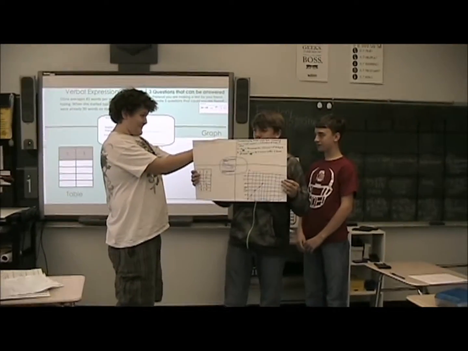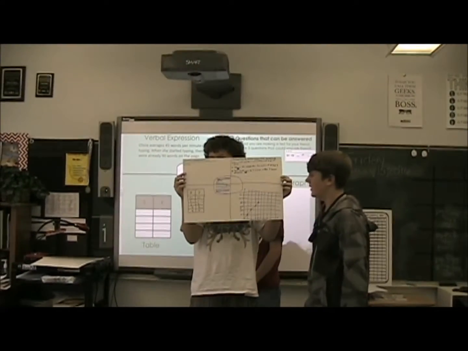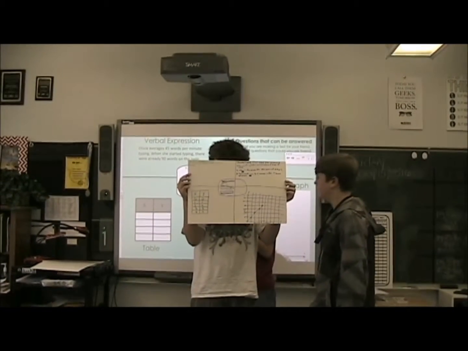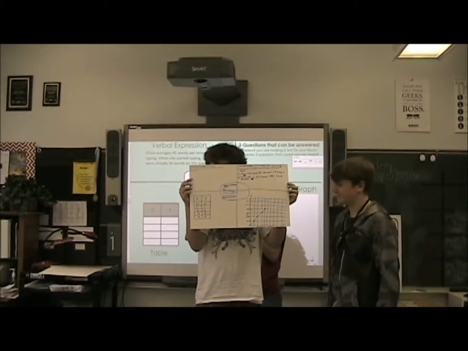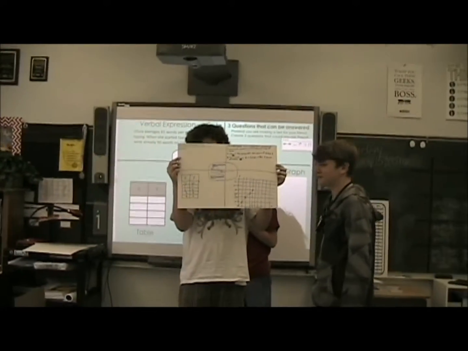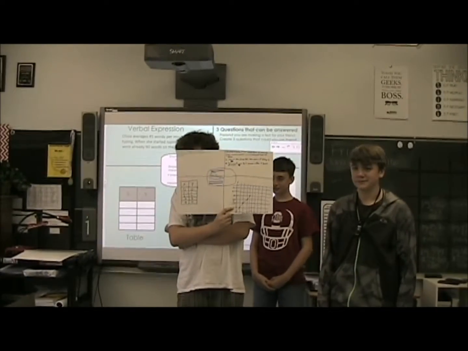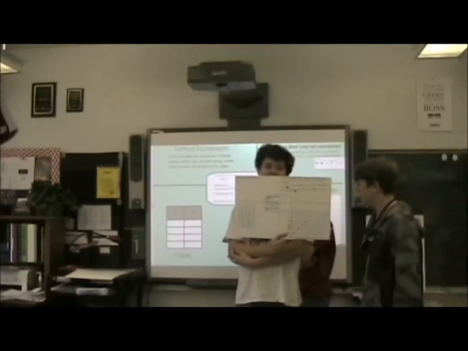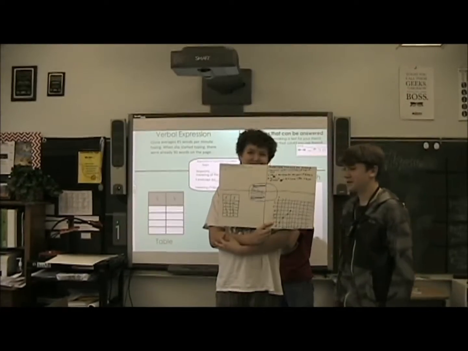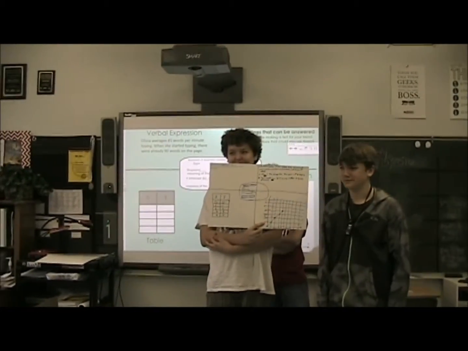Okay, group 1. Charges $1 for every bag of chips. How much would it cost if he bought 5 bags of chips? $5. What is the slope for the cost of 6 bags? 1 over 1. Number 3. How much would it cost for 7 bags of chips? $7.